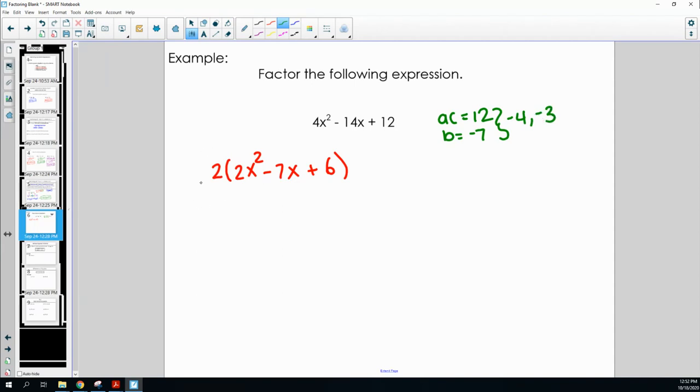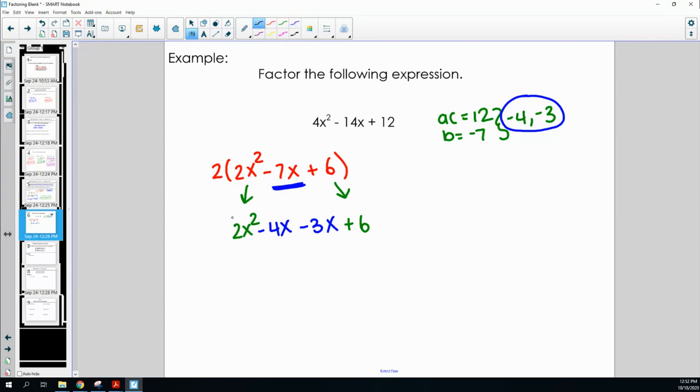So again, I'm leaving this 2 on the outside alone for now. I'm going to bring my first term down, which is 2x squared. I'm going to bring my last term down, which is plus 6. Then what I'm going to do is rewrite my middle term. So negative 7x, I will rewrite it using the two numbers that we came up with. So I'm going to write negative 4x minus 3x. Okay, so I've just expanded the negative 7x.